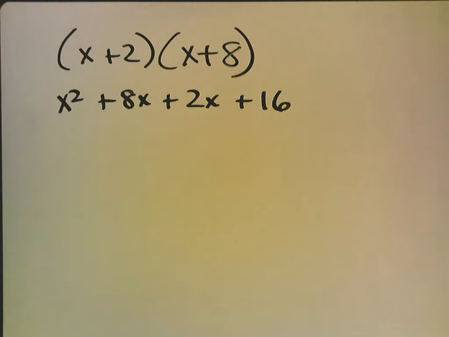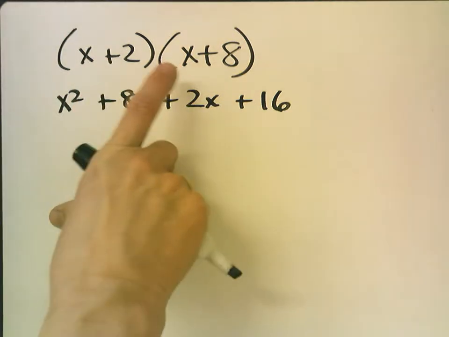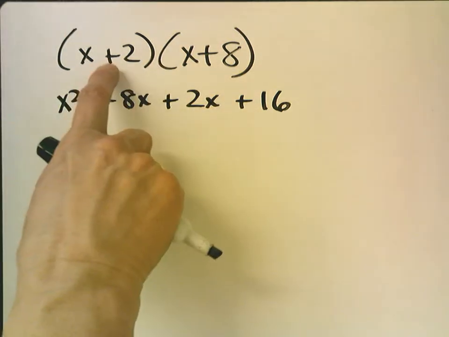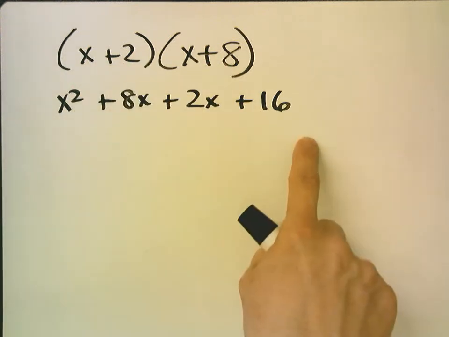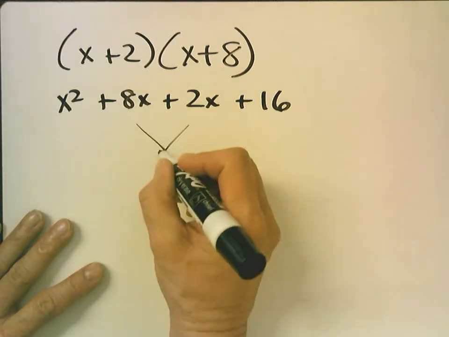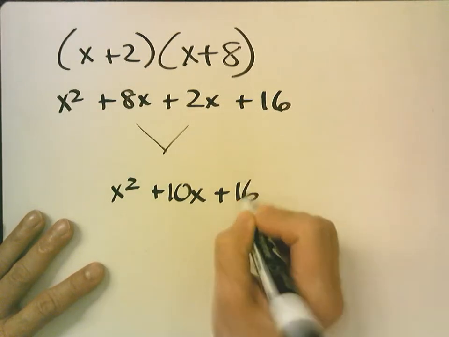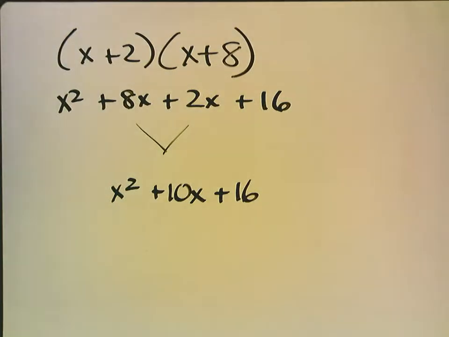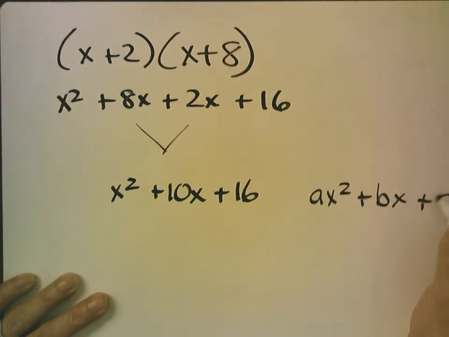Okay, now, before we look at a quadratic trinomial, I had two binomials and I FOILed them. Now notice when I FOIL a binomial times a binomial, I end up with 4 terms, right? Then usually I combine the two middle terms, and now I have a quadratic trinomial. A quadratic trinomial is in the form of ax squared plus bx plus c.